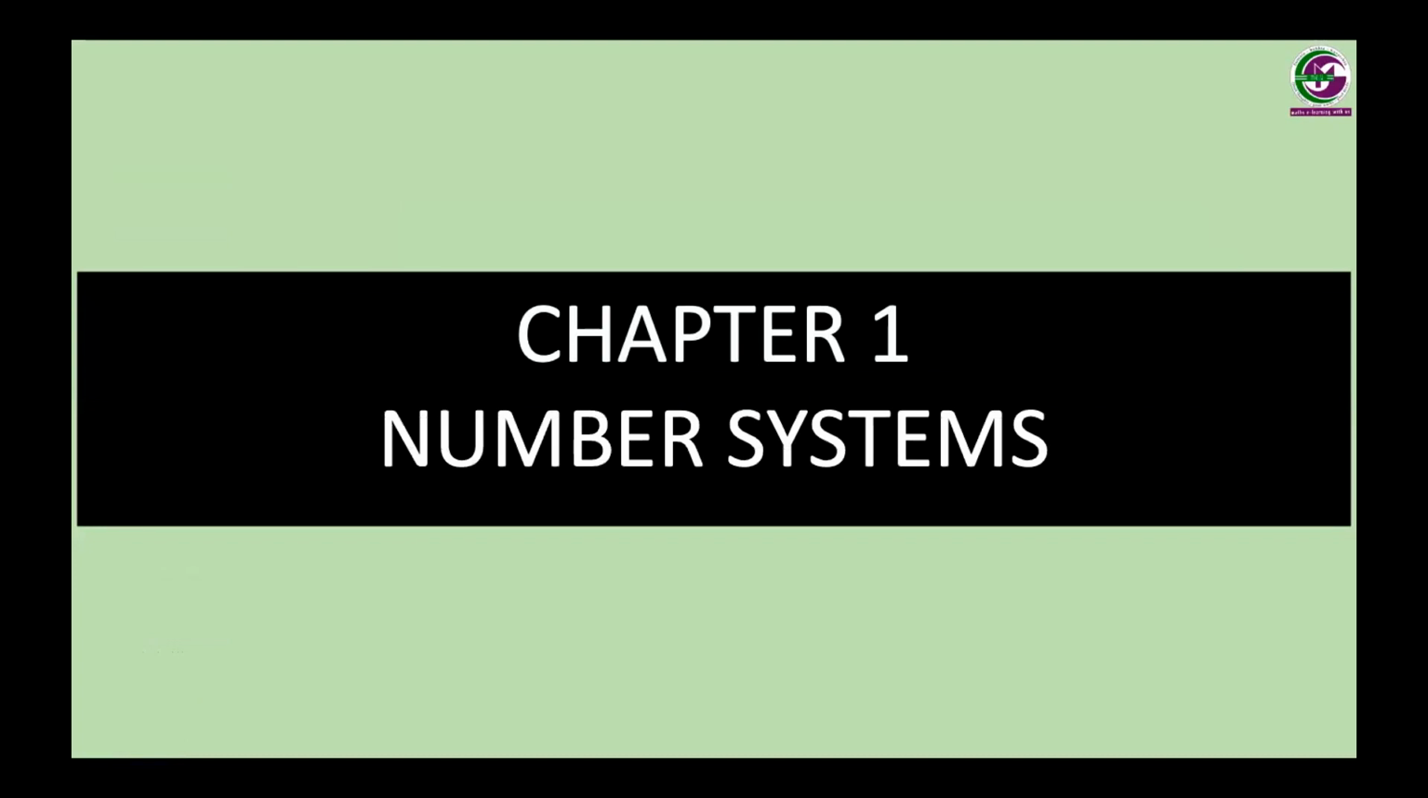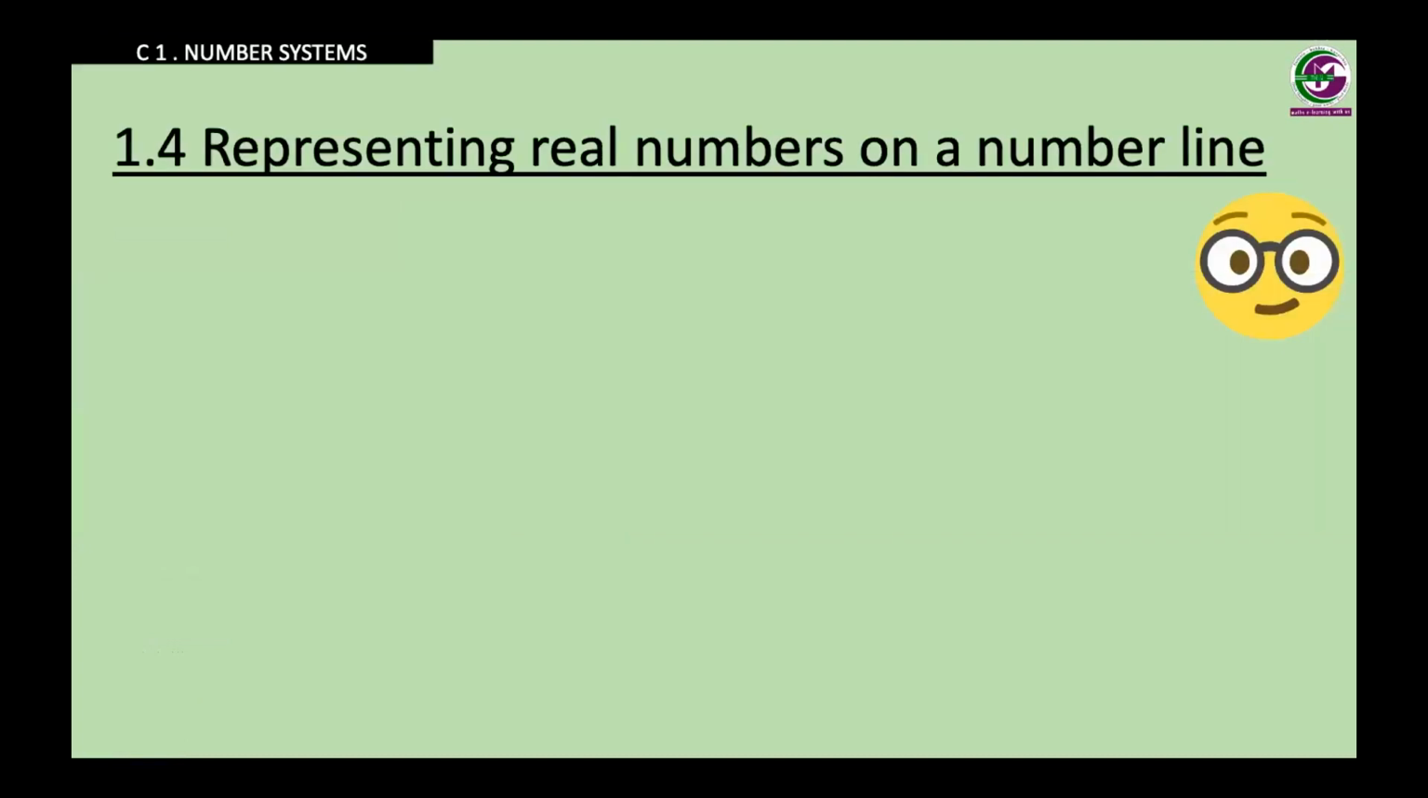So let's start with your notebook and your pen. Our lesson again is number systems, and your lesson for today is 1.4, representing real numbers on a number line. Now, from the name itself, we are going to use the number line to exactly point where a given number is.